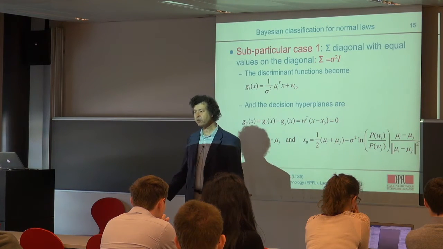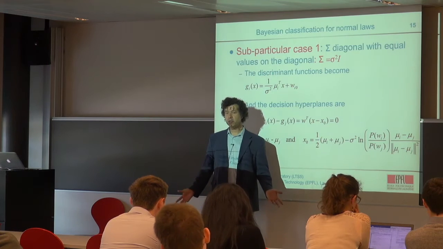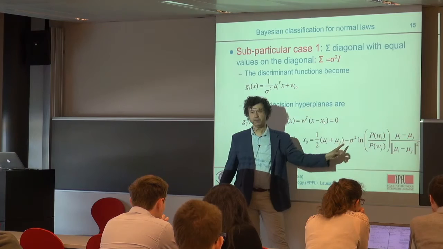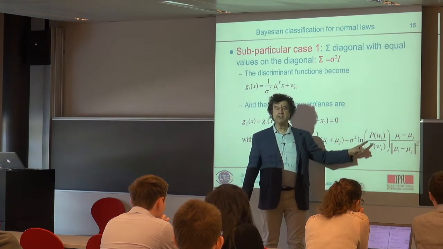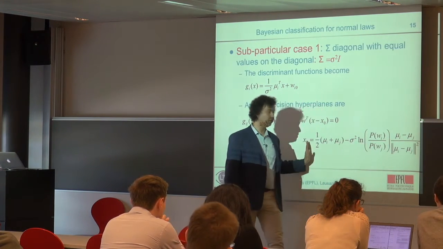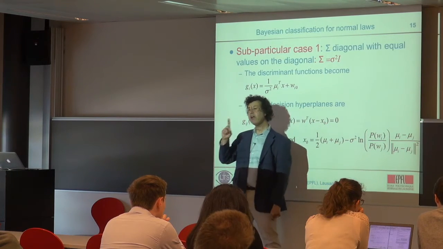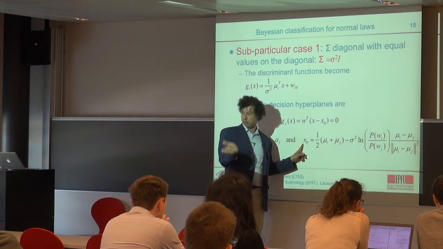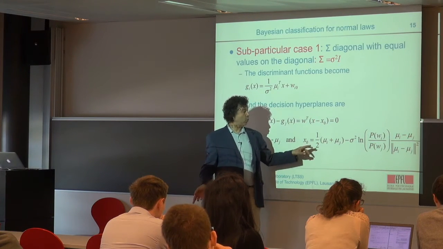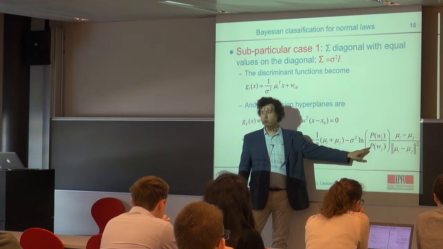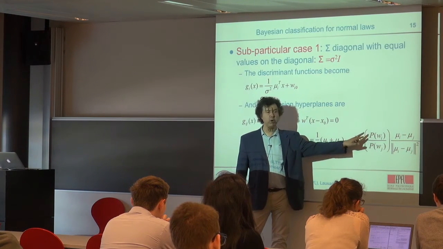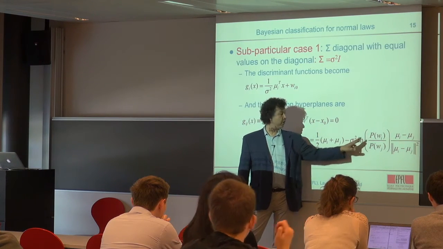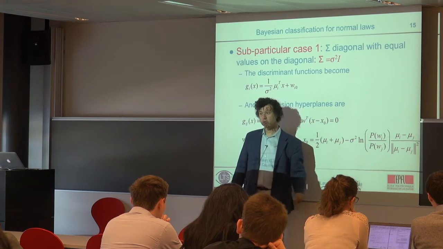But it's not totally stupid. And if you don't know much, it's not a bad classifier. What does this term say? It says that if the priors are the same, it's really the middle. But if the priors are not the same, the point where you position your line will basically move away, because of the minus, from the most probable, which is true.